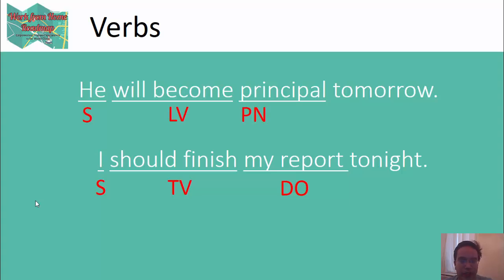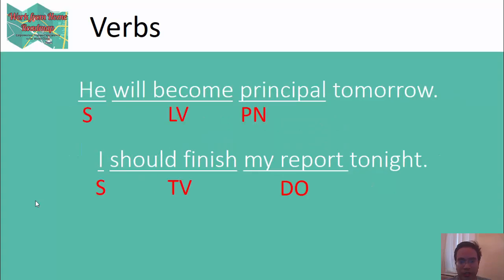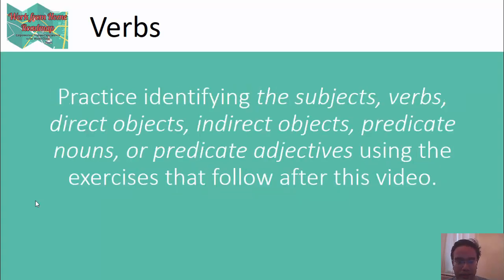I should finish my report tonight. Should finish is a transitive verb that passes action, but it has two parts. Should, the helping verb, and finish, the main verb. Knowing sentence patterns is very crucial to proper grammar. That's why I have been highlighting them throughout the lecture, which are these red letters underneath the underlines that we've been putting in all of our examples.